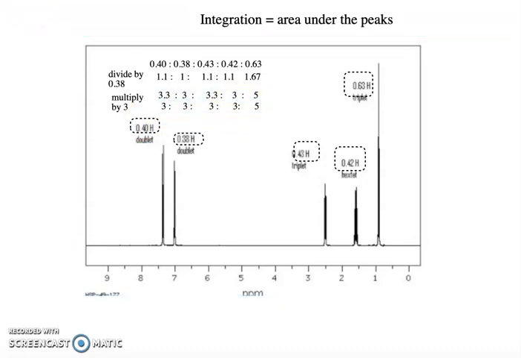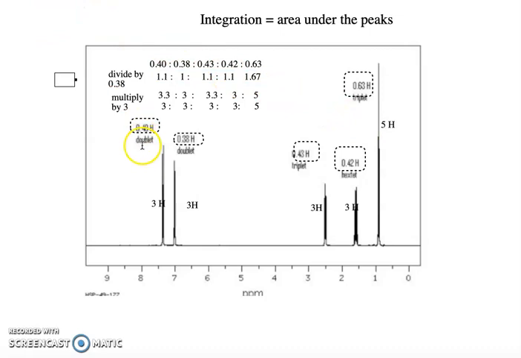In other words, this peak right here has 3 hydrogens. This one right here has 3 hydrogens. This one has 3 hydrogens. This also has 3 hydrogens. And this one, whatever it is right here, has 5 hydrogens.